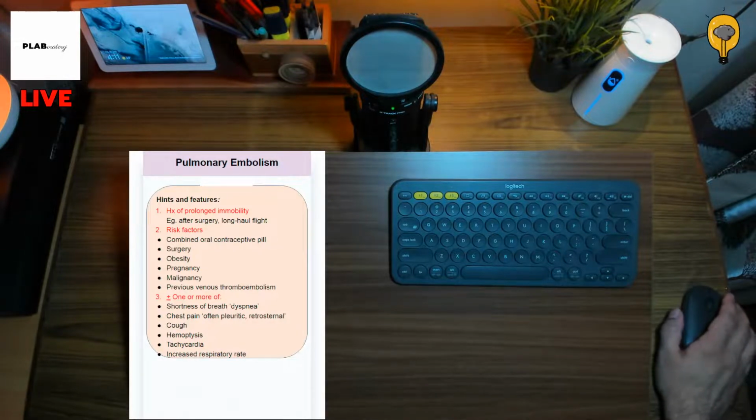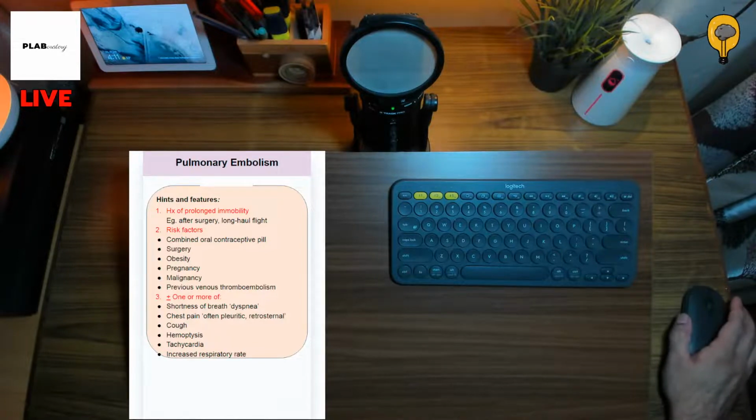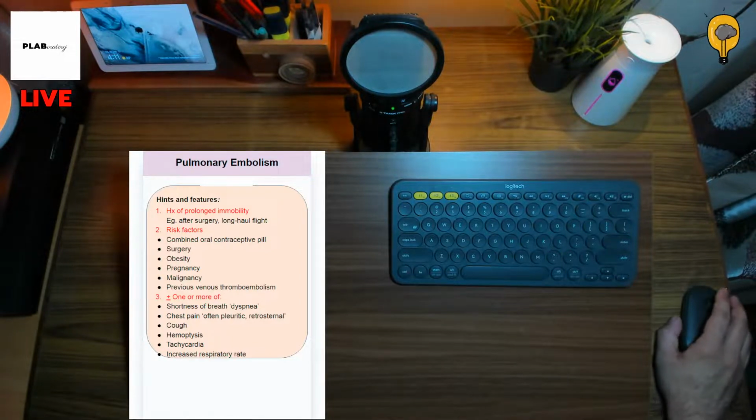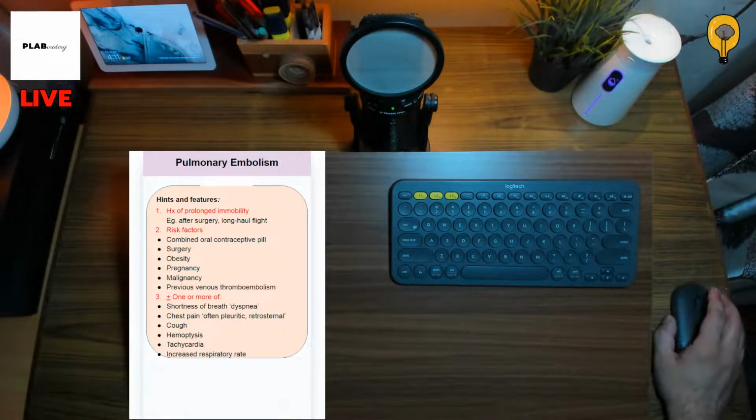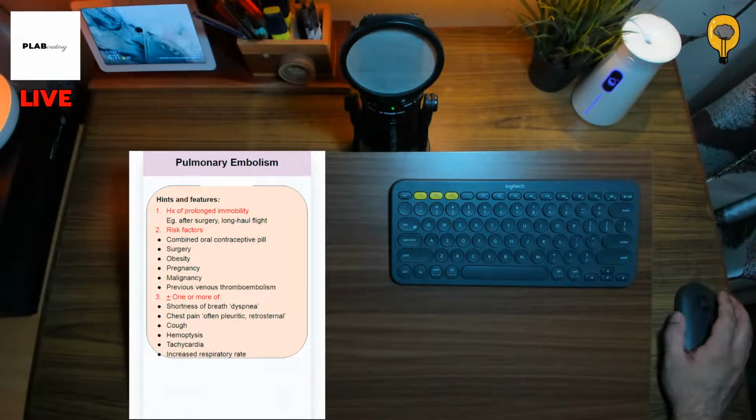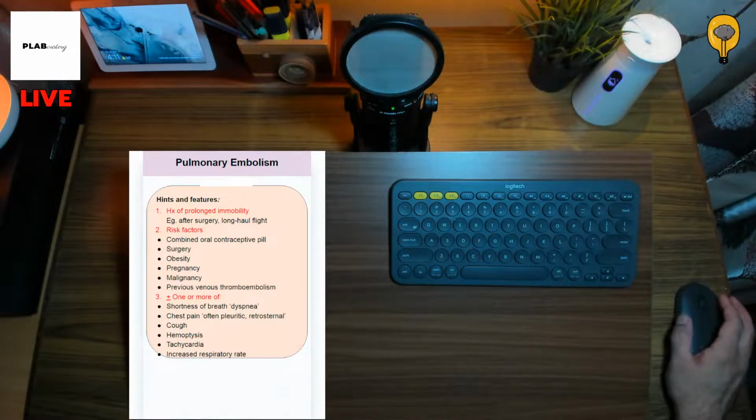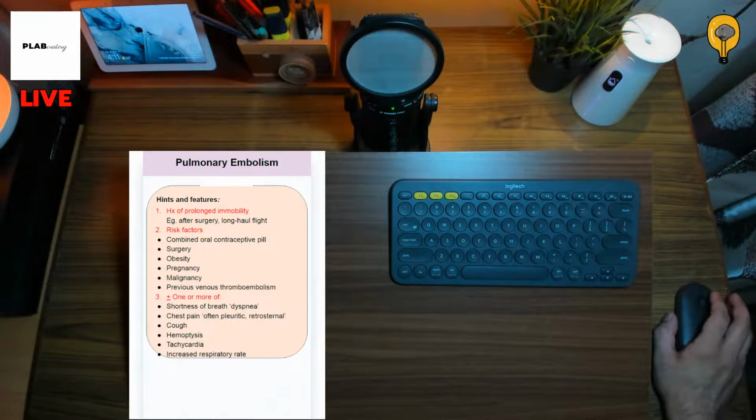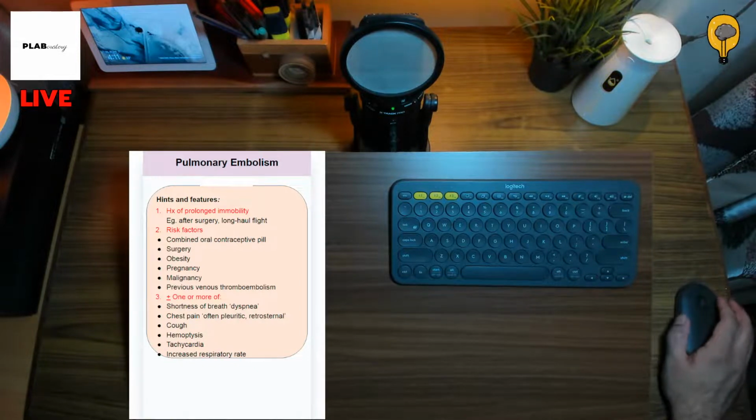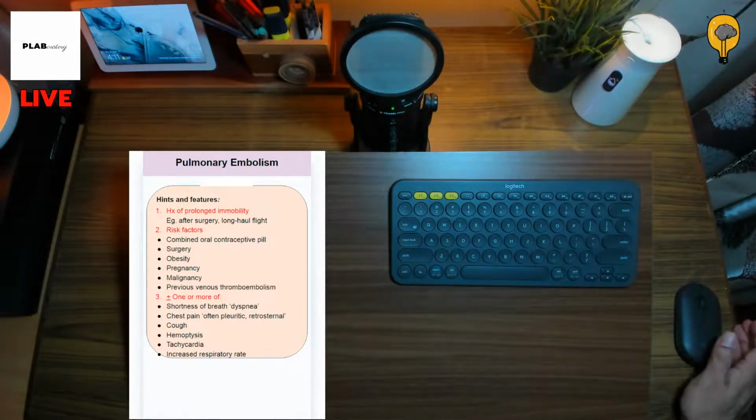So yes, this is about hemodynamically stable. In hemodynamically unstable patient, we will start continuous unfractioned heparin, and we have to consider thrombolysis.